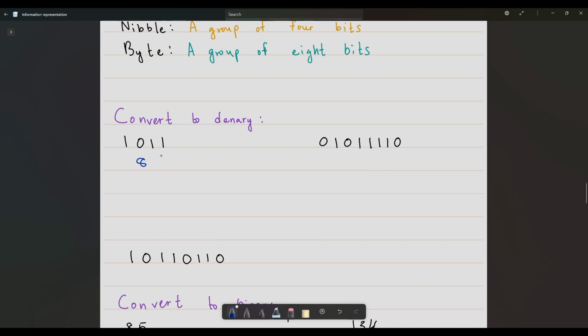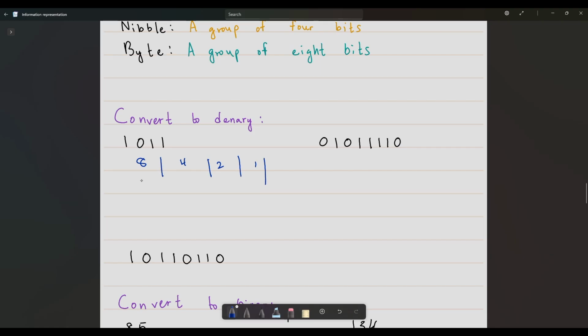So the tabular column method: 8, 4, 2, 1. If you remember from the previous lesson, these are just the base 2 raised to the powers based on the placeholder position. This is 2 to the power 0 because this is the first position. We start from 0 in these number systems, by the way. So 2 to the power 0, 2 to the power 1, 2 squared, and 2 cubed. That's what it represents, and that's why it's the base 2 number system.